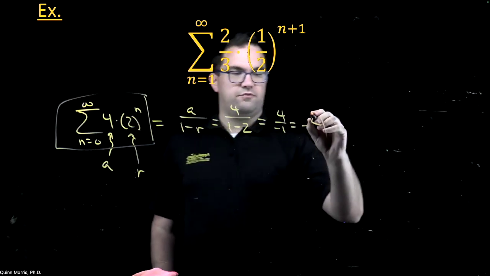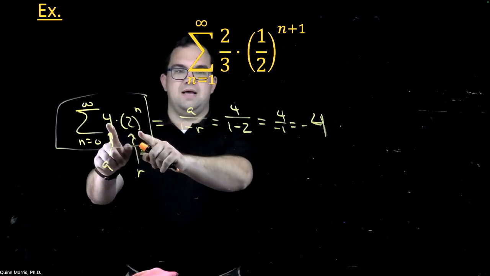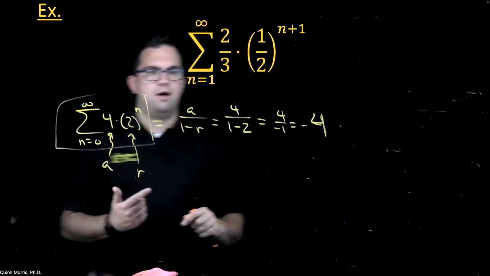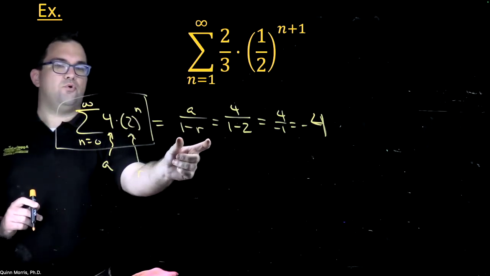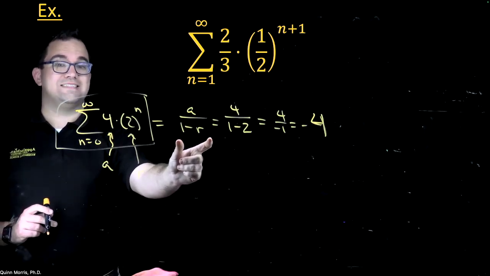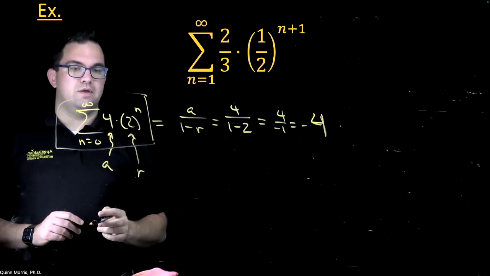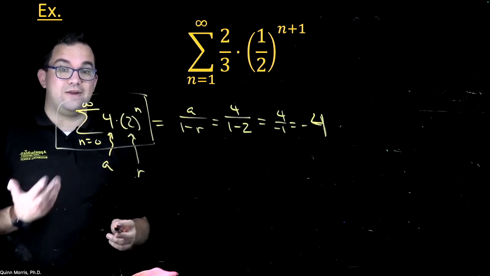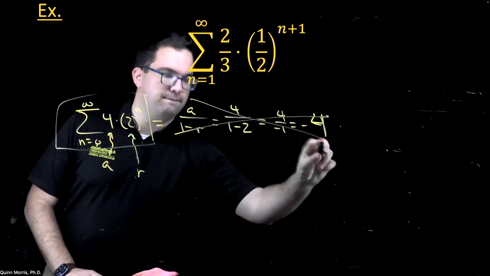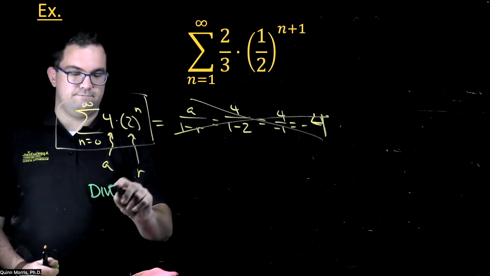Okay. Now, of course, that can't be right for a number of reasons. First of all, these are all positive things that you're adding together. You can't possibly get -4. So what's the problem? The problem is that this formula is only valid when the absolute value of R is less than 1. In this case, our R is 2. The absolute value of 2 is 2, which is greater than or equal to 1. So this series, we can just automatically say diverges.